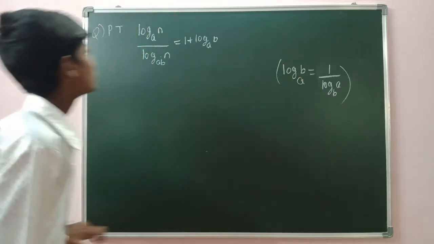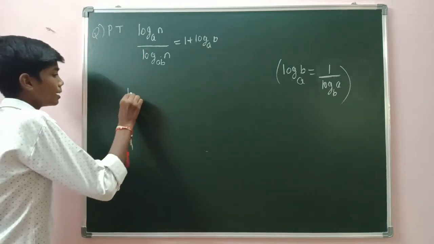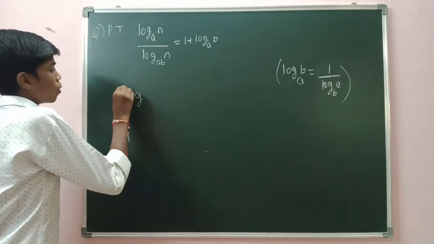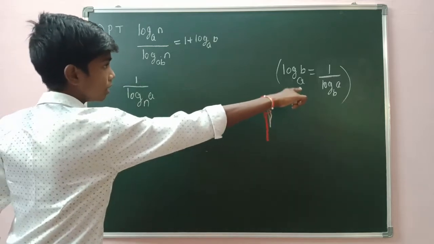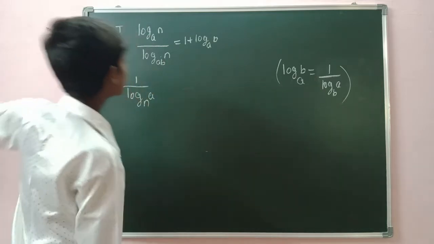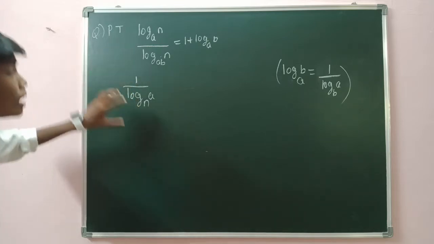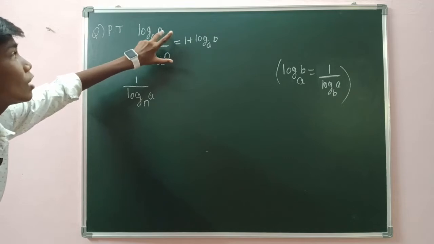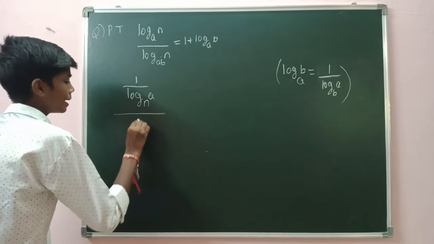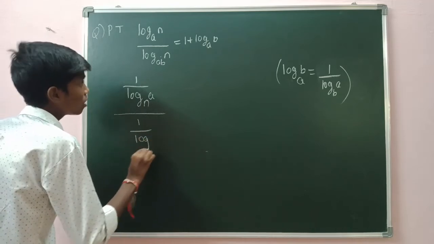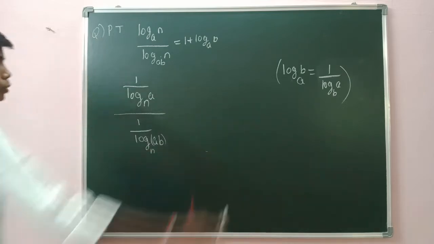So using this property, I should just interchange the inside value and base. Hence in the numerator I am having log of n to the base a. So log of n to the base a can be written as 1 by log of a to the base n. This property only: log of b to the base a can be written as 1 by log of a to the base b. So log of n to the base a I can write as 1 by log of the base and the inside value gets interchanged. Then divided by log of n to the base ab, that I can write as 1 by log of ab to the base n. Very simple people, using this property only.